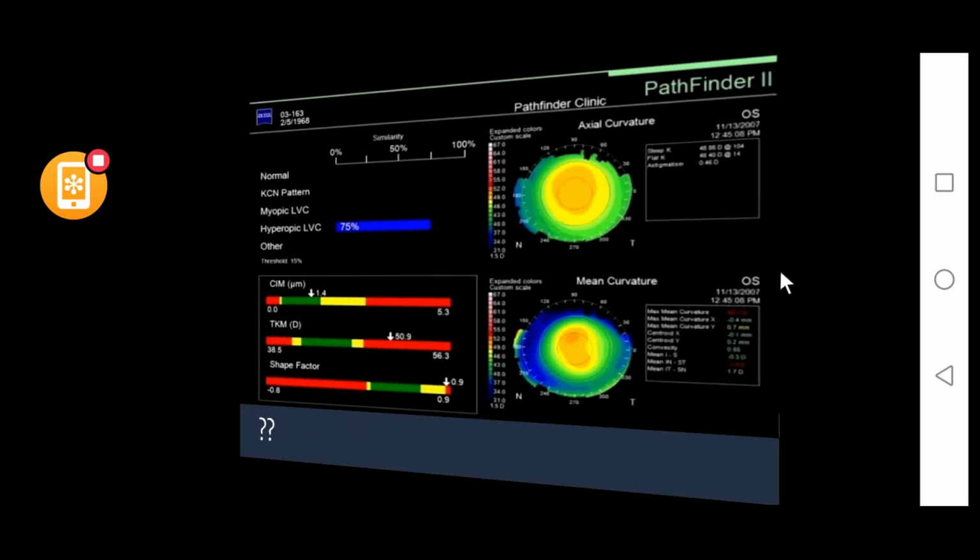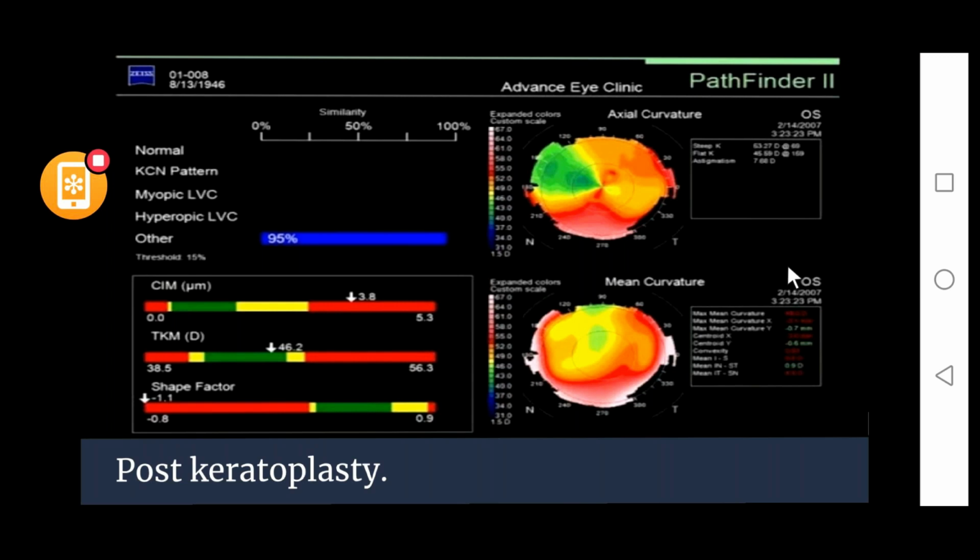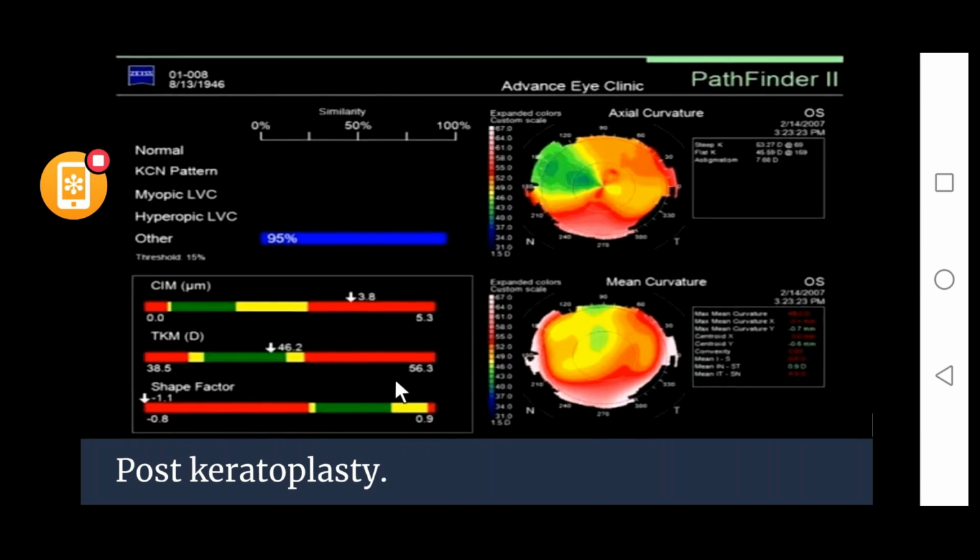Right, so next is just a case of post-keratoplasty, in which you don't see patterns similar to myopic LVC, hyperopic LVC, keratoconus, and so on. So it will generally show as others. Nothing much you can do about the CIM or TKM or shape factor in this, because this is an implanted cornea. But if the sutures have to be removed, then these values might change, and you might get an idea if the patient's vision is improving or not.